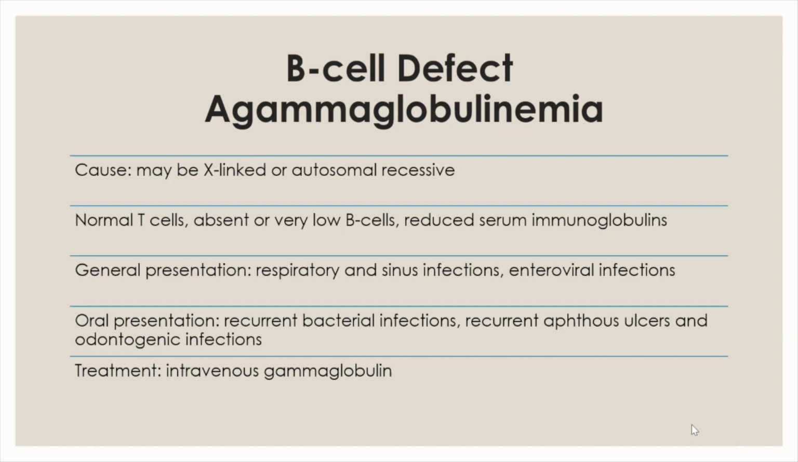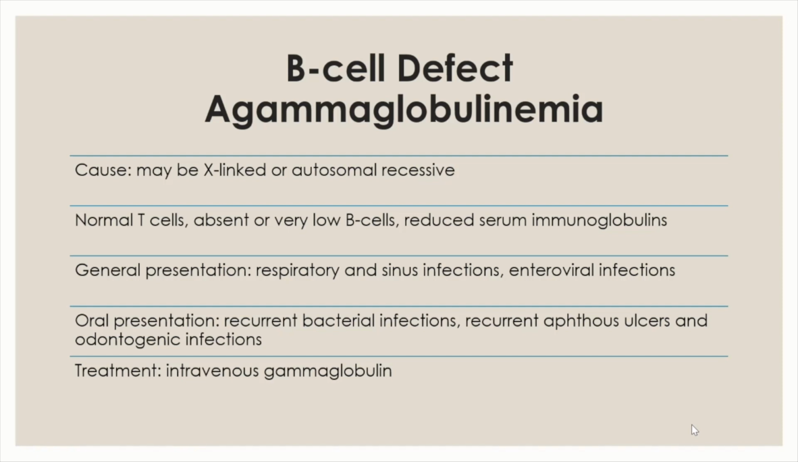Next, we will talk about B cell defect. B cell defect is more common, contributing to 50% of all primary immunodeficiencies, generally having fewer oral complications than other immunodeficiencies. An example of the B cell defect is agammaglobulinemia. The cause is X-linked or autosomal recessive.